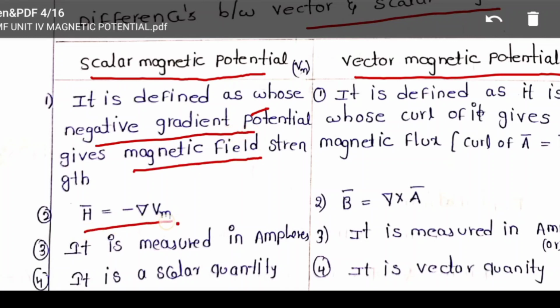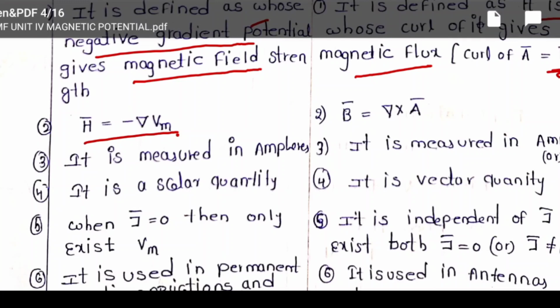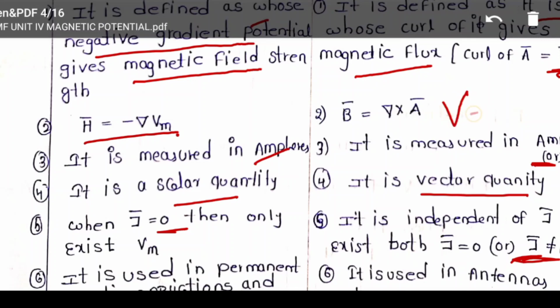Here Vm is known as scalar magnetic potential. Vector magnetic potential is defined as the one whose curl gives magnetic flux density: curl of A bar equal to B bar. Scalar magnetic potential is measured in amperes. Vector magnetic potential is measured in Weber per meter. Scalar is a scalar quantity, vector is a vector quantity. Scalar potential exists only when J bar equal to 0. When J bar need not be 0, vector magnetic potential will exist.